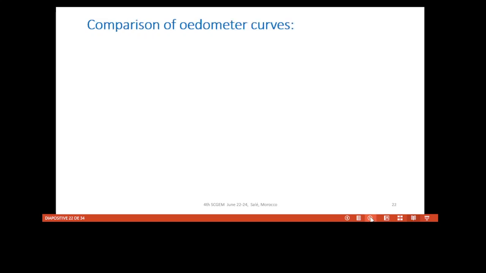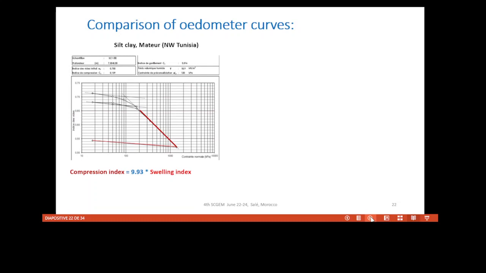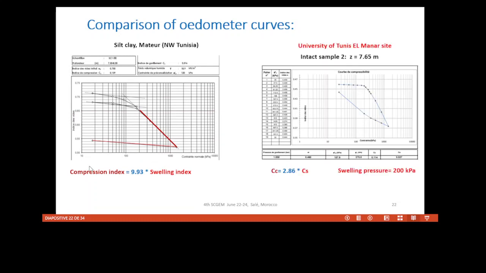And if we now compare the two examples of the silty clay at Mater in Tunisia, for which the compression index is about 9.9, the swelling index, and this one for which the compression index is about 2.9, the swelling index, and swelling pressure is high, 200 kPa. So now we can ask, is the CC by CS ratio a good indicator to characterize an expansive soil?